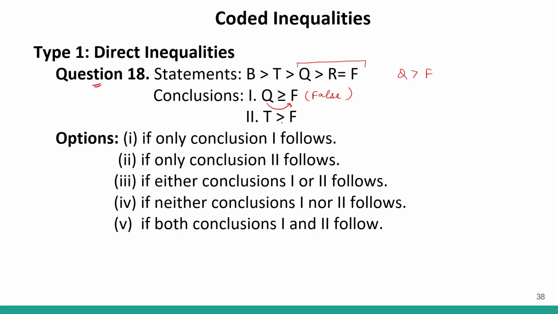Second is T is greater than F. That means we will move from T to F. Correct? If I move from T to F, I can move from T to Q, Q to R, R to F. So this is true. So my answer will be only conclusion 2 is true, which is given in option number 2. Therefore, this will be my answer. Clear?